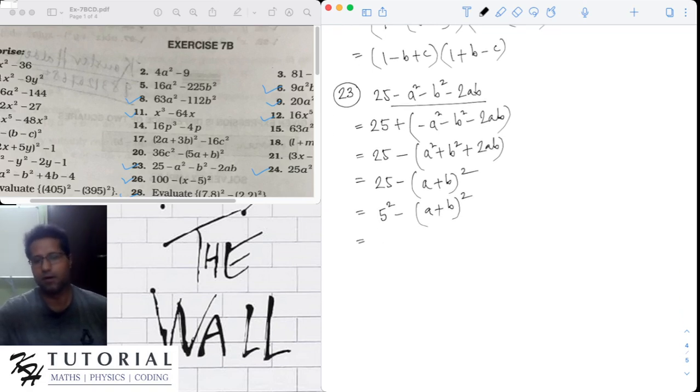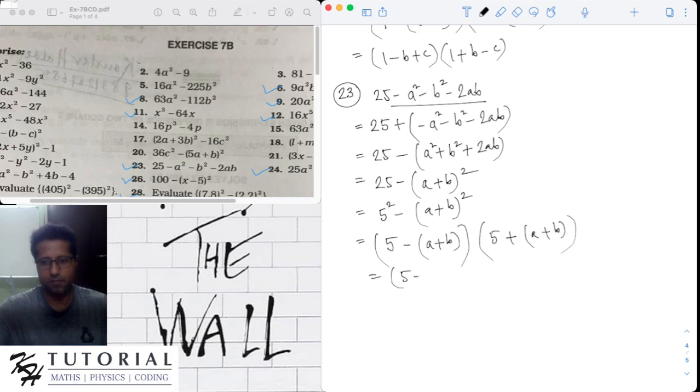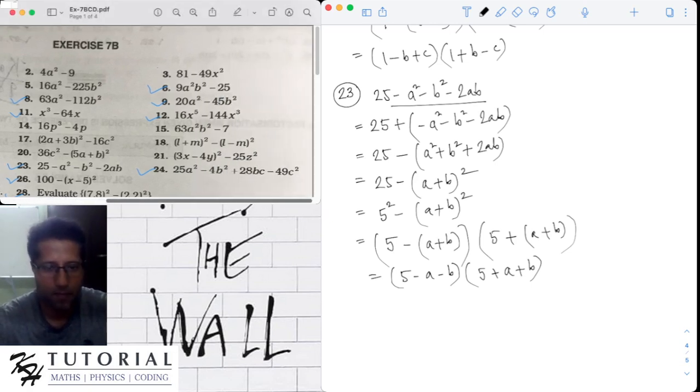So now we can factorize it as 5 minus a plus b multiplied by 5 plus a plus b. So this becomes equal to 5 minus a minus b multiplied by 5 plus a plus b. Okay, let's do 24.